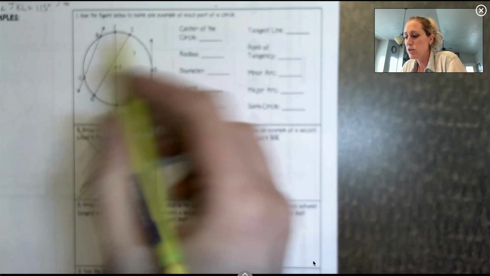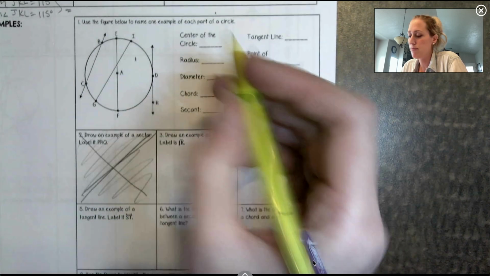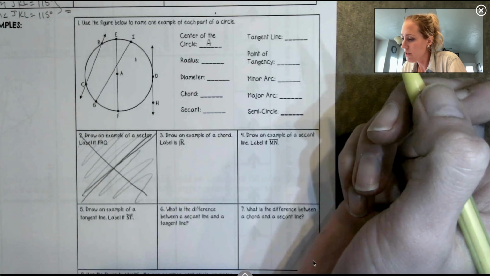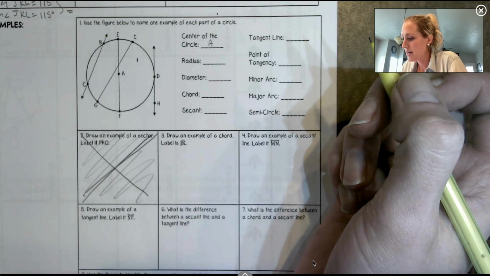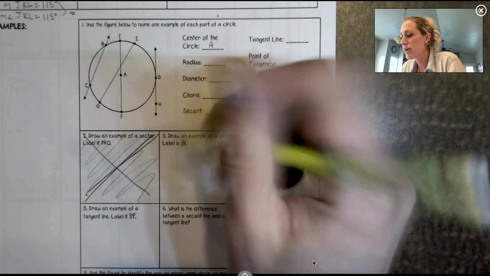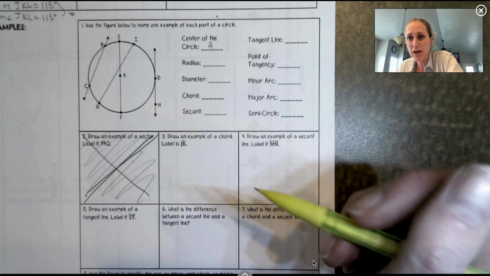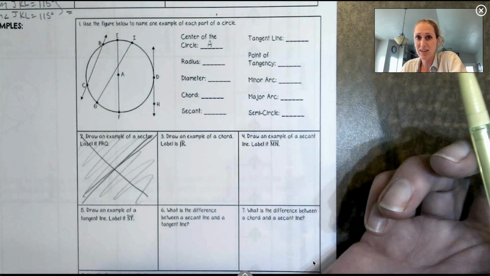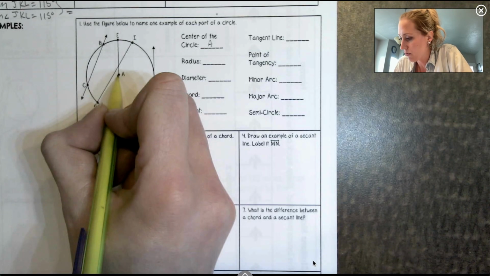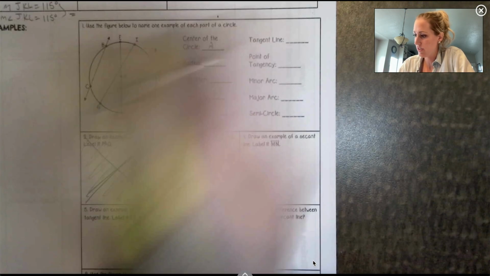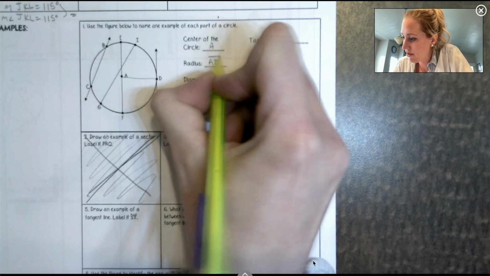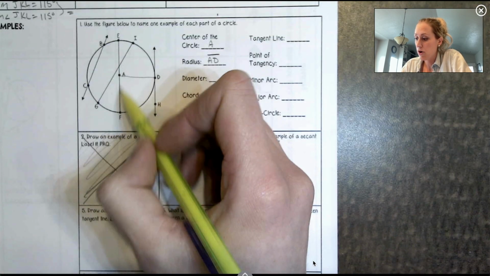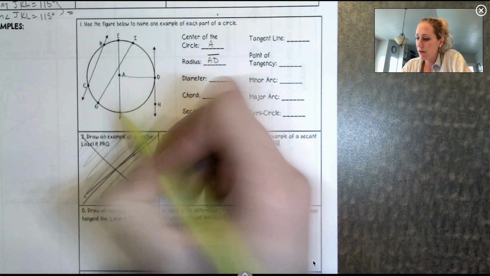So again, we just have parts of a circle we are identifying. The center of the circle is a point, A in this case. A radius has to go from A to any point on the circle. So one is not drawn in here, but I could create one as long as I go from A to any point on the circle. So there's actually lots of options. I'm going to do this one, A to D. And it is a segment, so no arrows. Diameter. There is one drawn here all the way across the circle through the center, EF.